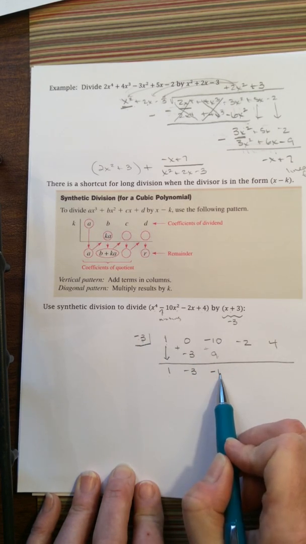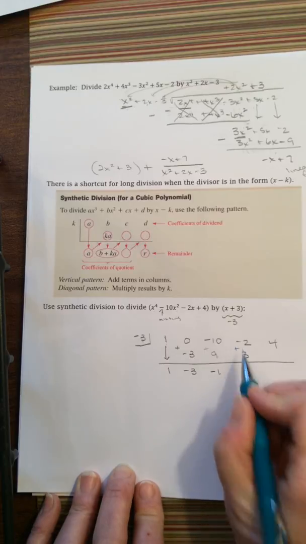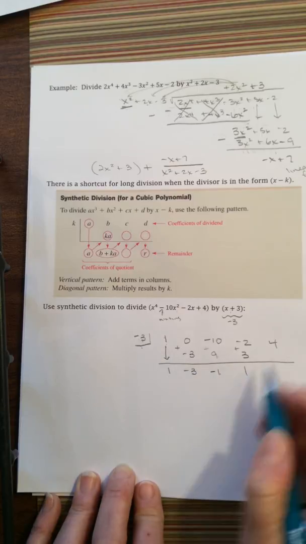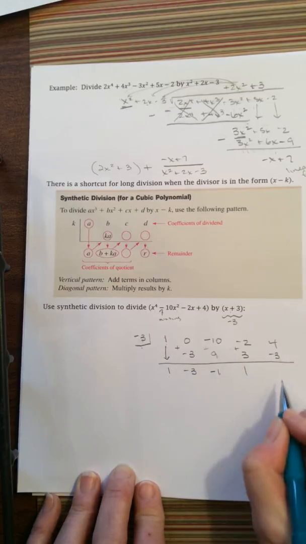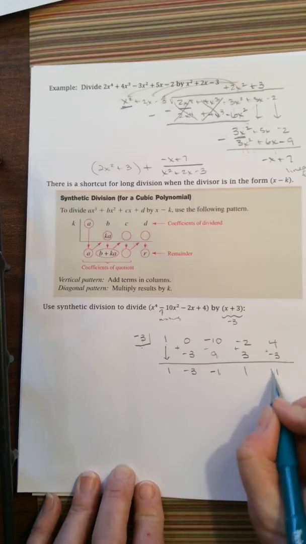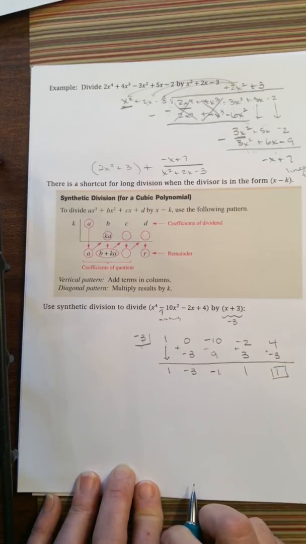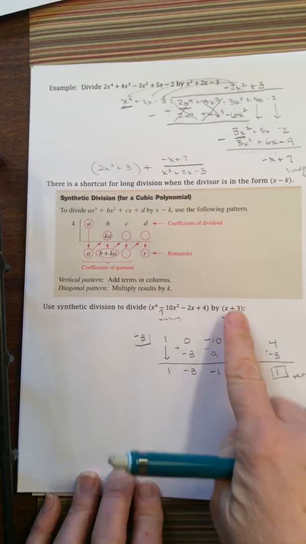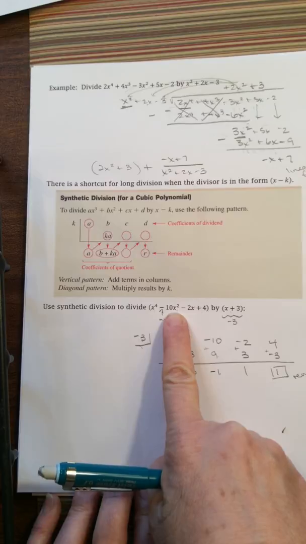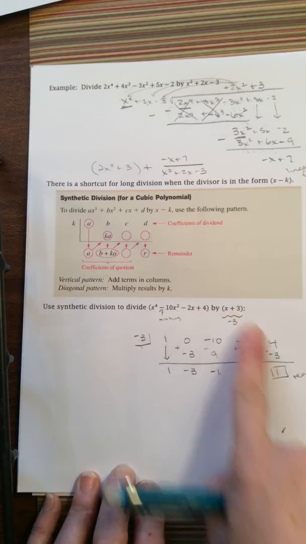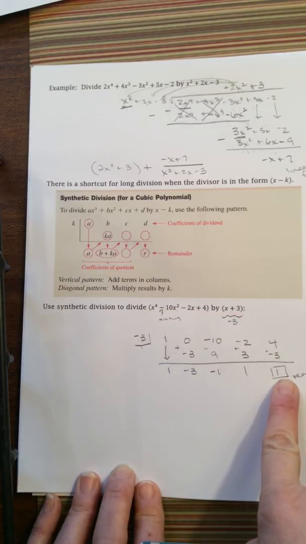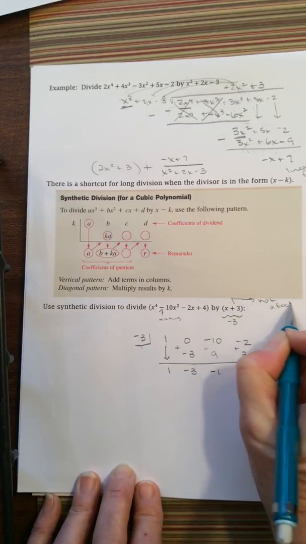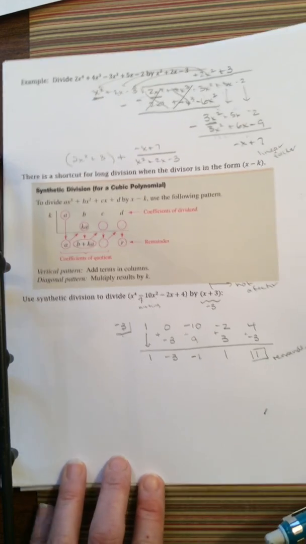-3 times -1 is 3. Put a plus here, I get 1. -3 times 1 is -3. Put a plus here, uh-oh, I have a remainder. So what that means is this wasn't a factor of that. Because if this was a factor of that, this would be 0. So x plus 3 is not a factor of my polynomial.